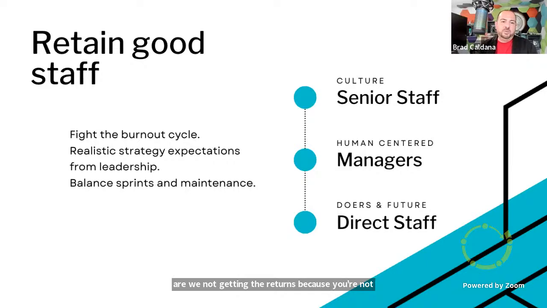So realistic strategy expectations from leadership. So 1, that culture set by senior staff, right? So this is a complicated balance here, right?